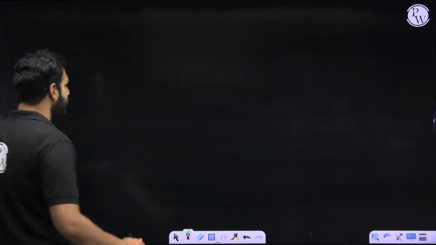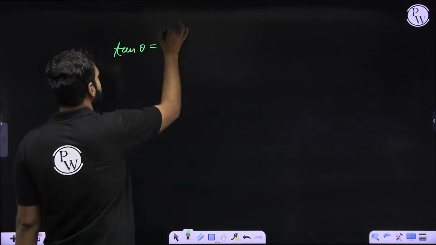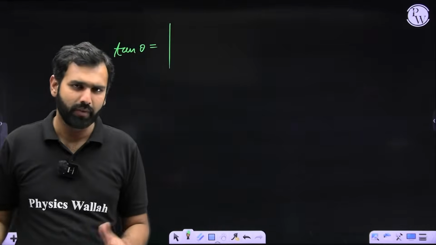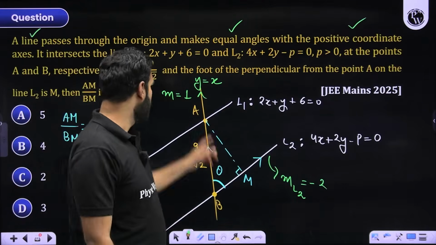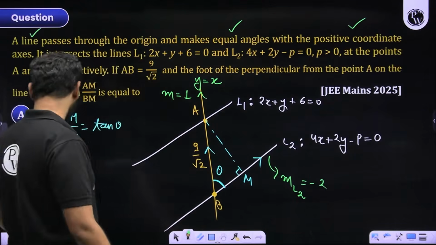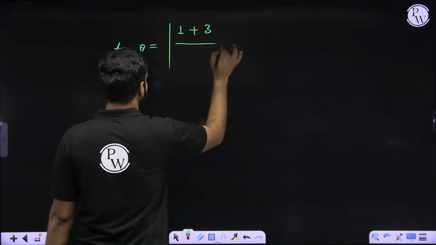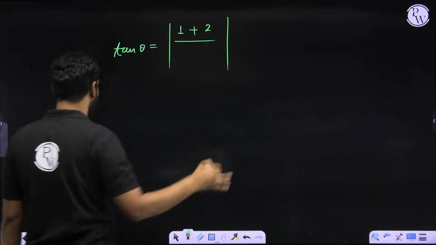What I'm trying to make you understand is, I hope you remember that tan theta between these two lines is given by m1 minus m2 upon 1 plus m1 m2. Do you remember that formula? So what does that formula say? That formula says m1 minus m2. So 1 minus minus 2. That is clearly how much? 1 minus minus 2 is basically 1 plus 2, which is 3.